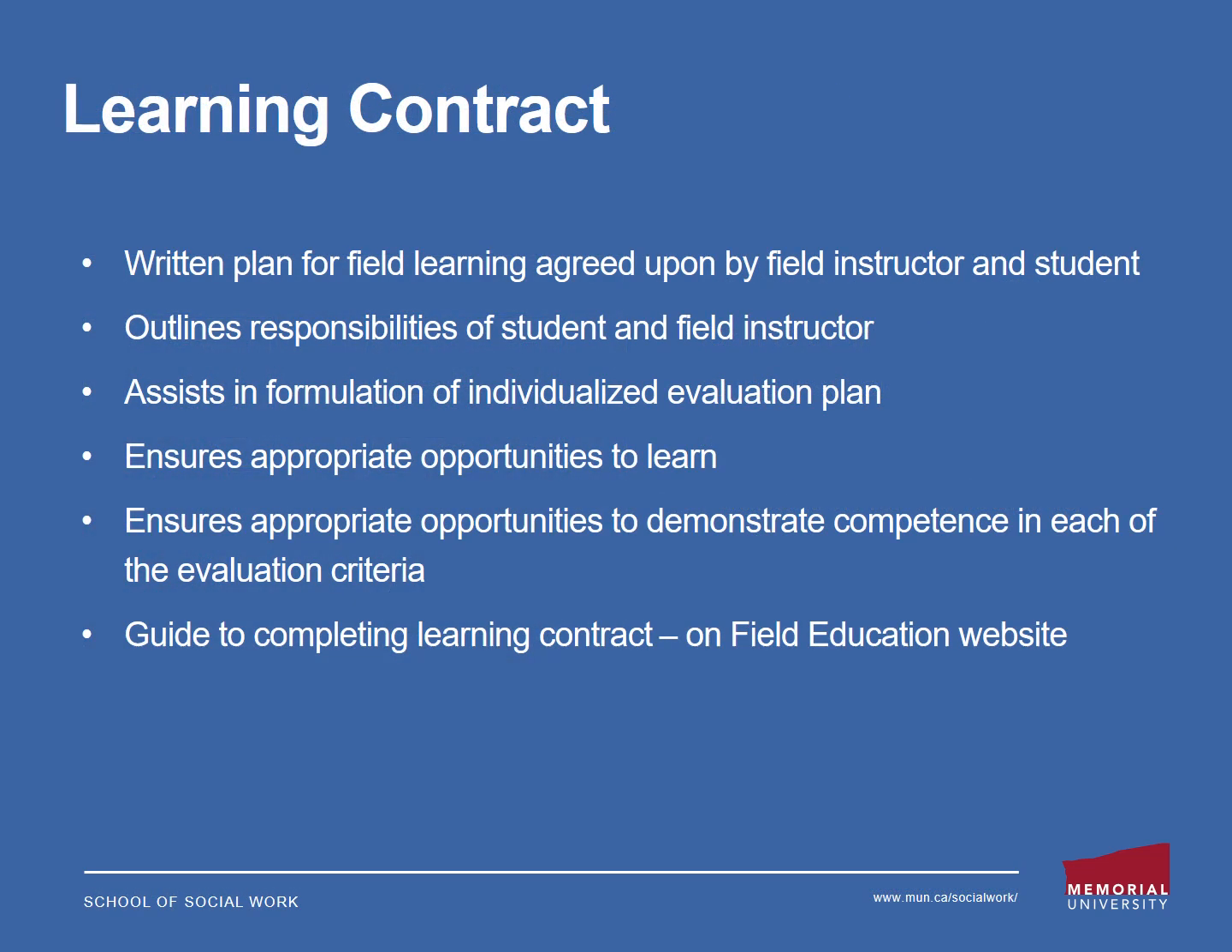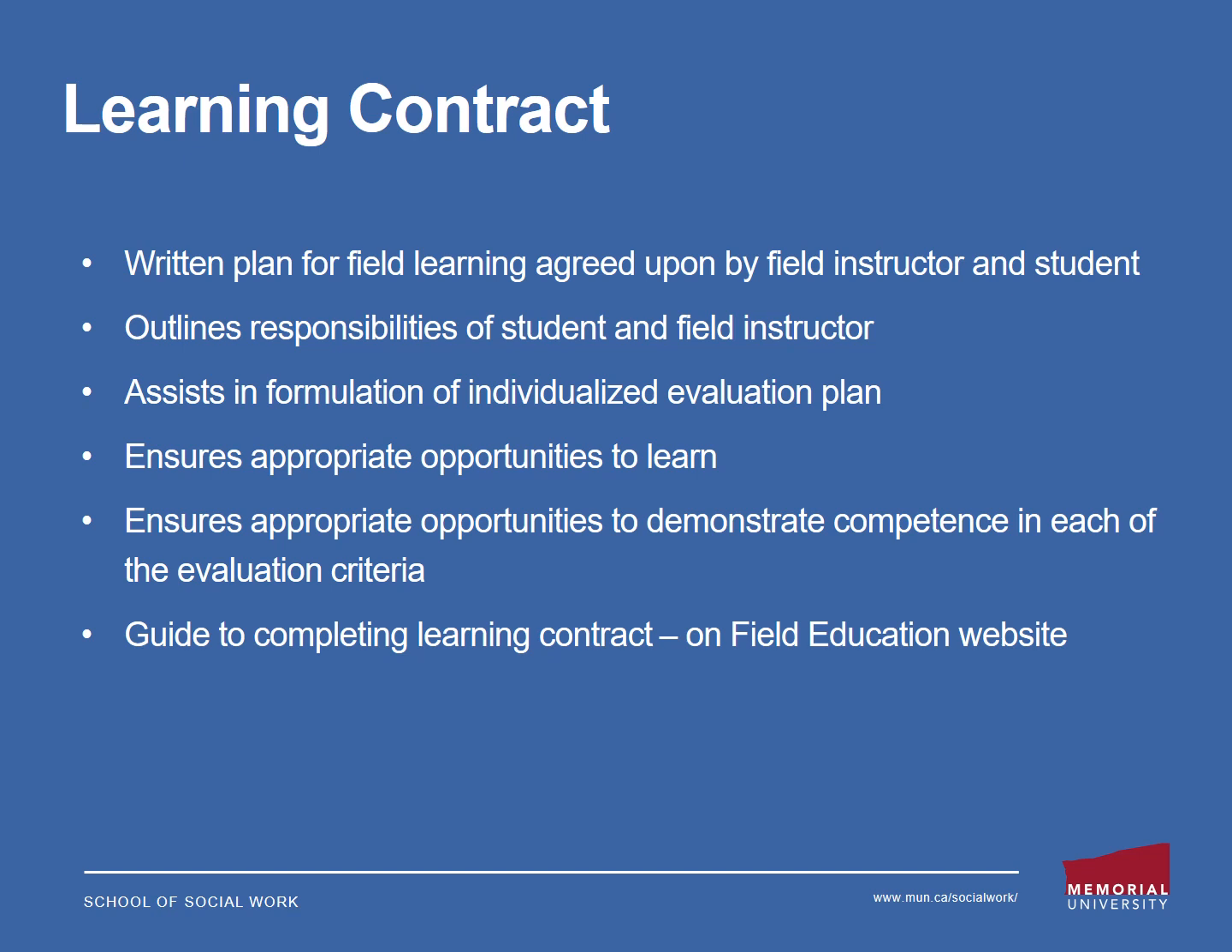So let's now talk about the learning contract. The learning contract is a user-friendly document. It is basically a plan that outlines field learning and is agreed upon by the field instructor and the student and the agency mentor, if applicable. It outlines the responsibilities for the student and the field instructor. It assists in the formulation of individualized evaluation plans, and it ensures appropriate opportunities to learn and to demonstrate competence in each of the evaluation criteria.